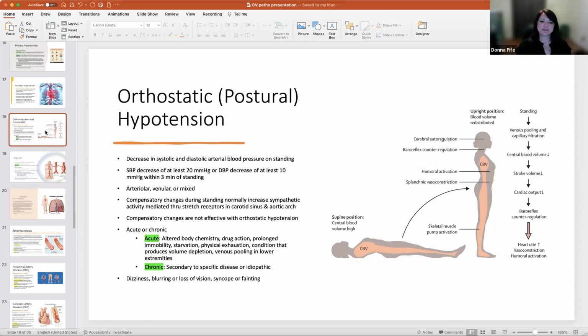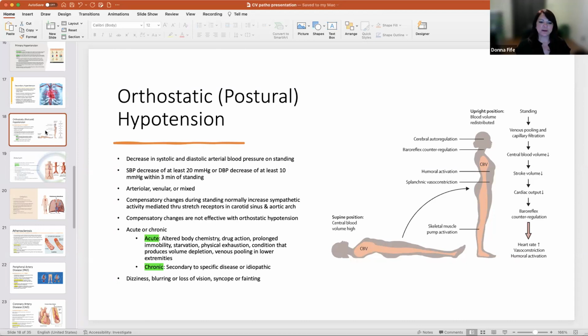Compensatory changes during standing normally increase the sympathetic activity mediated through stretch receptors in the carotid sinus and aortic arch. And compensatory changes are not effective with orthostatic hypotension, so the body's not compensating here. This can be considered acute or chronic.